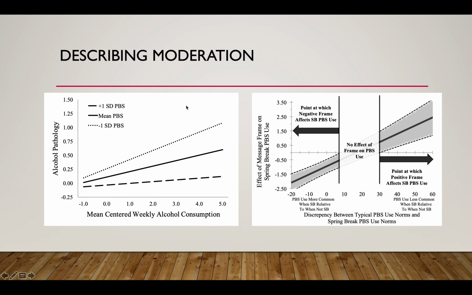So here's a figure that's using plus and minus one standard deviation. This is from a paper that we published looking at alcohol pathology and protective behavioral strategies predicting alcohol use. And this is a Johnson-Neyman figure that shows the point at which messaging, positive messaging or negative messaging, begins to affect use of protective behavioral strategies on spring break. Obviously, this figure looks a lot cooler than this figure. In truth, they tell the exact same story, a very similar story. It really comes down to preference, which one you decide to use.